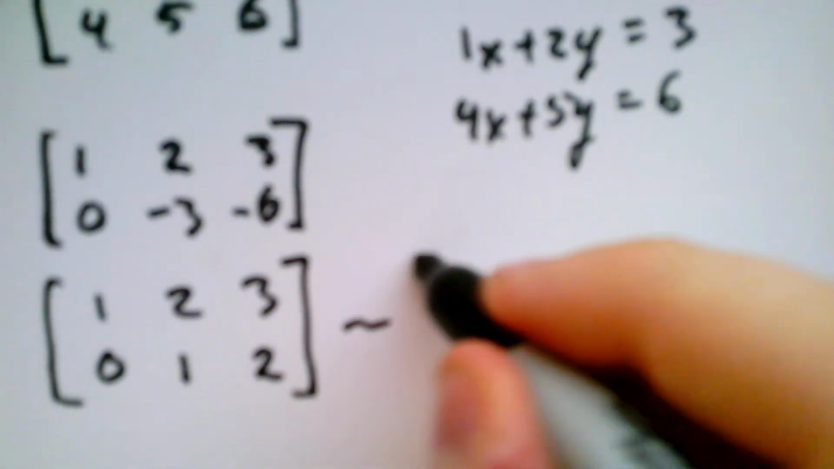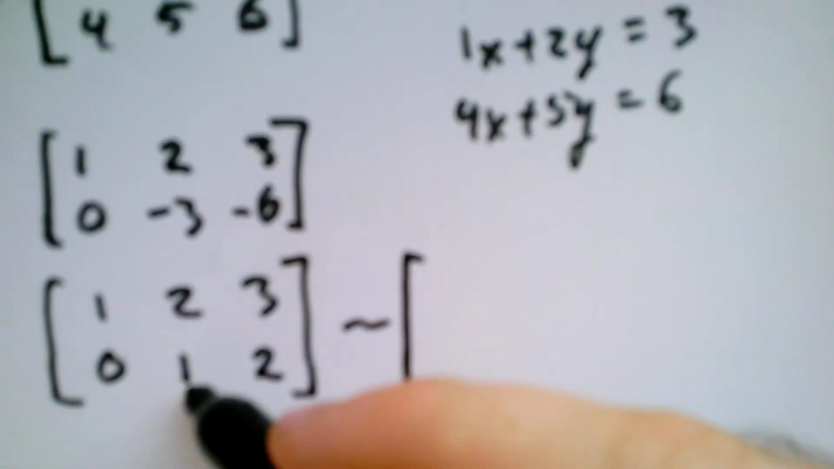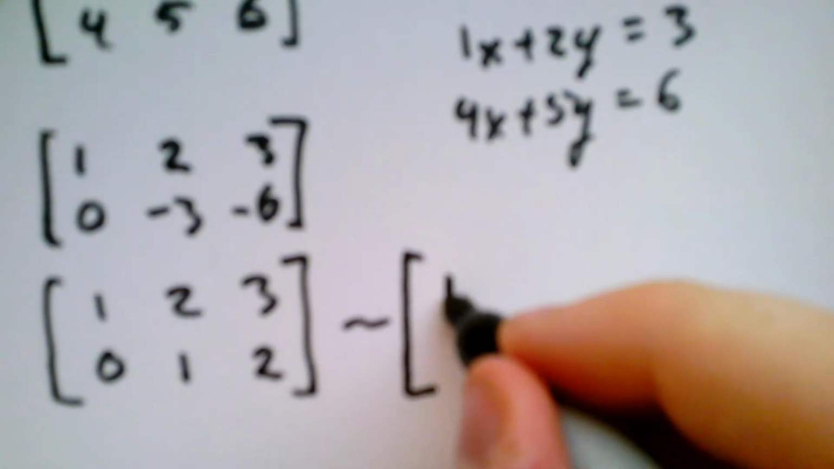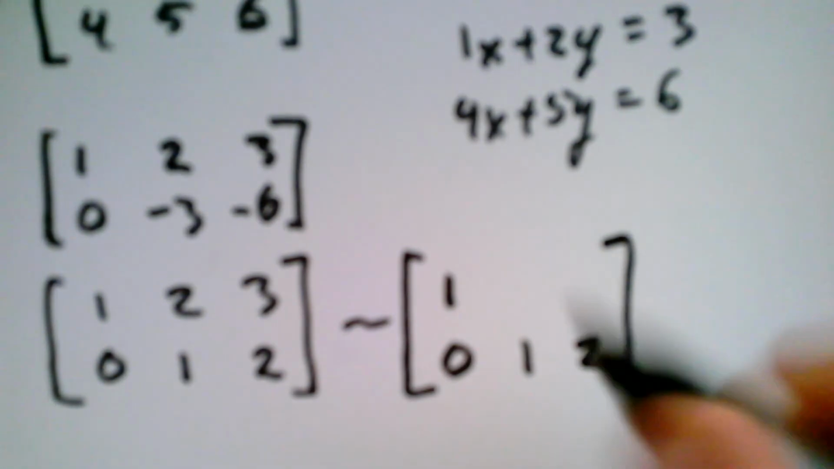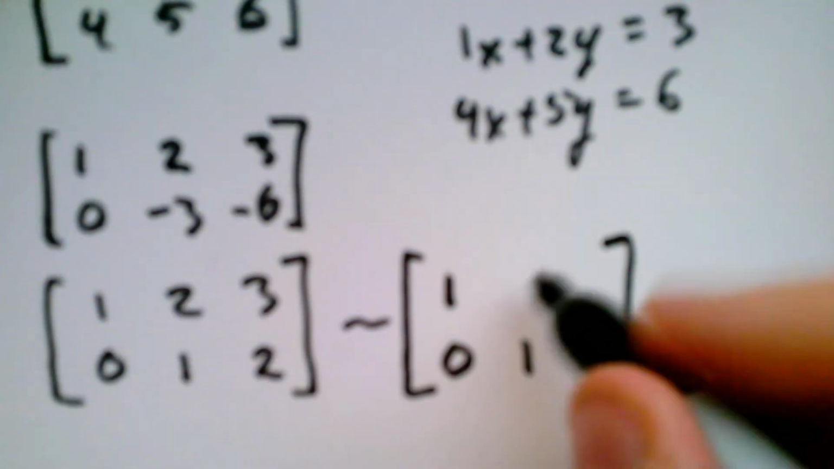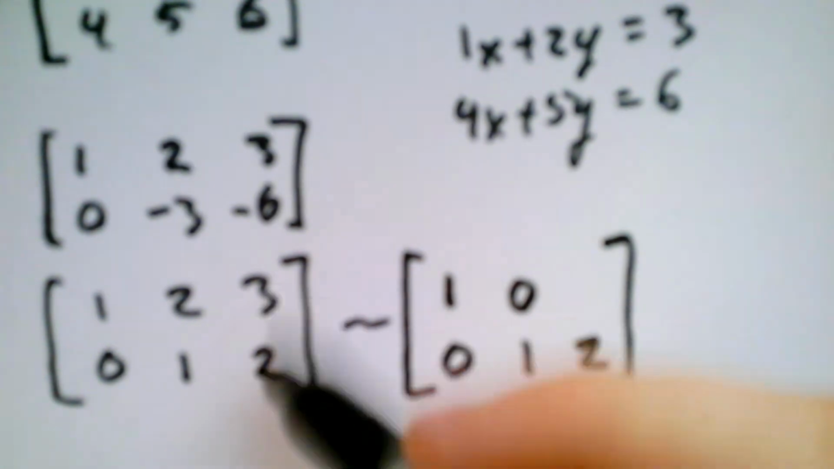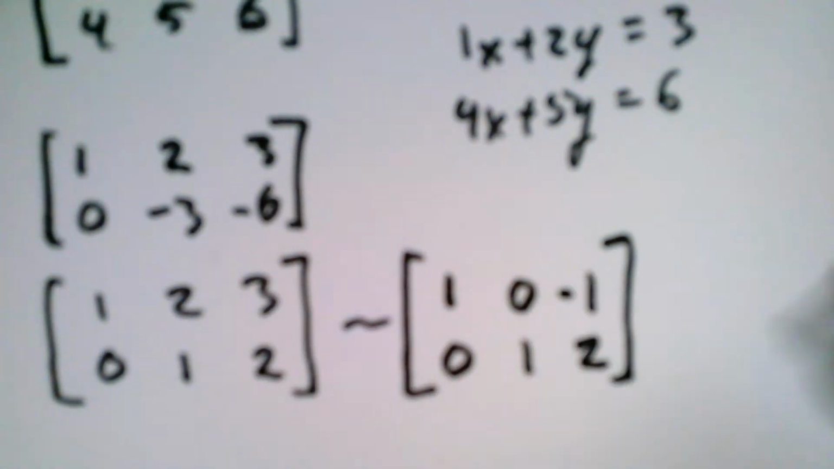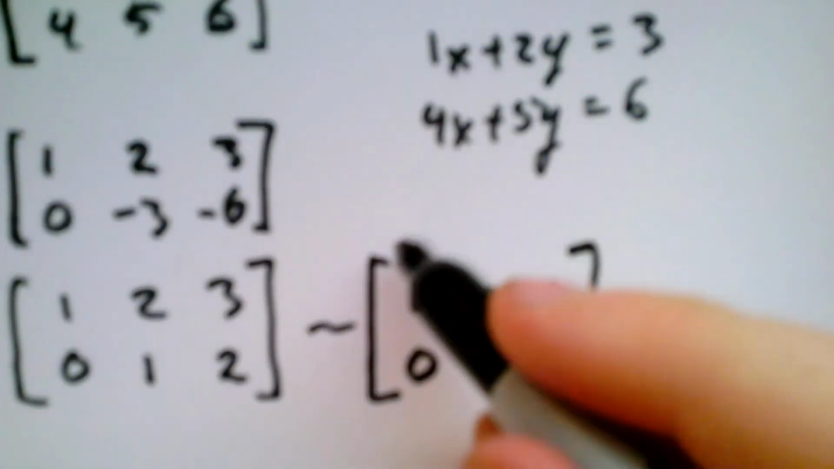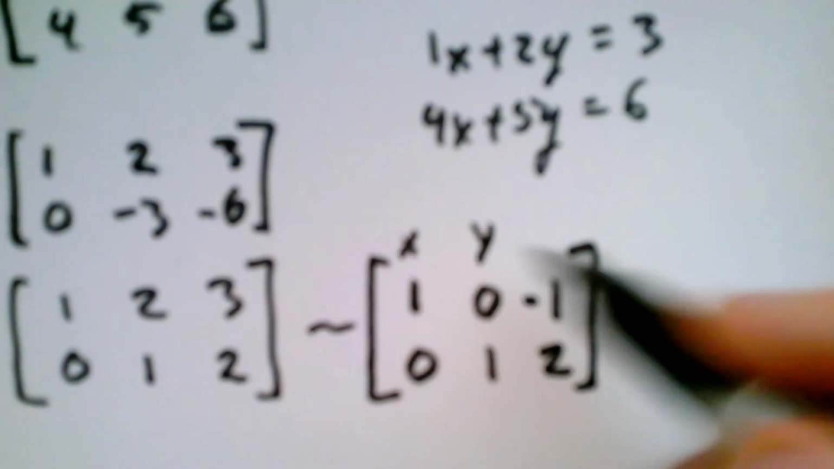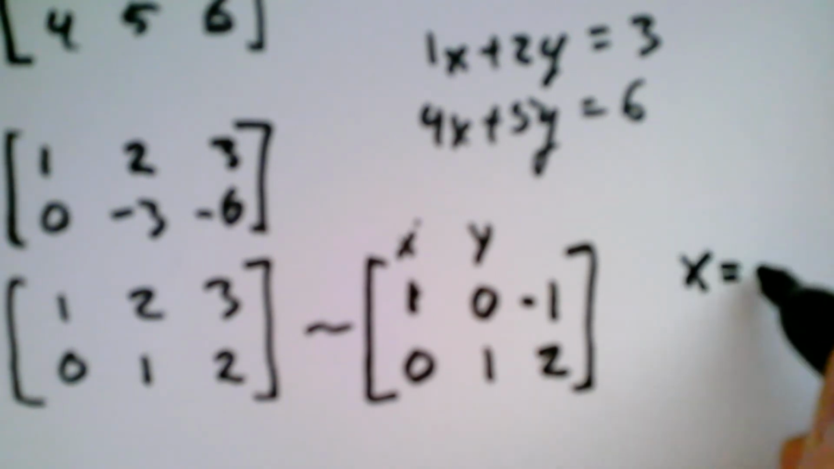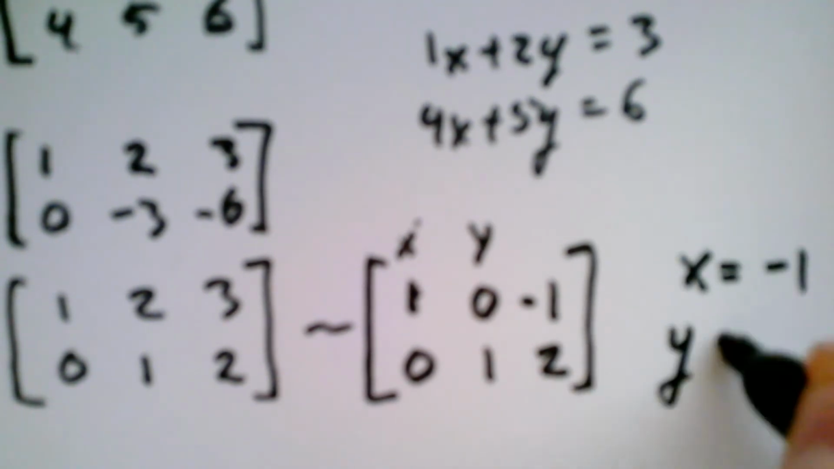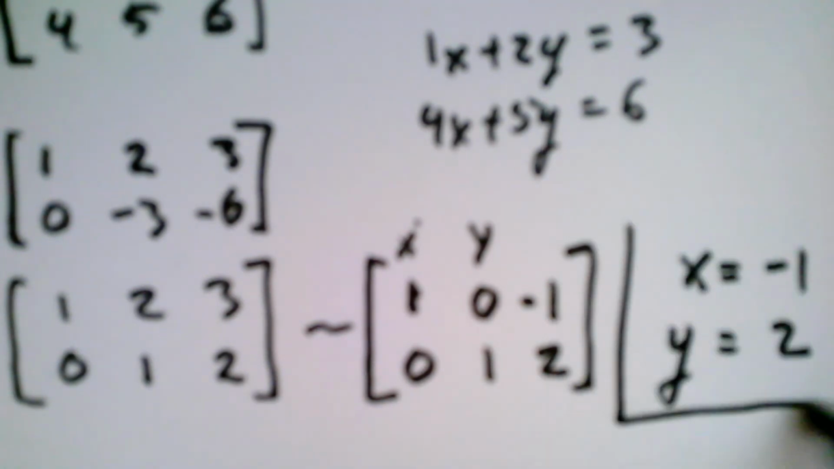And then I'm going to subtract 2 times the second row from the first. So I get 1. I'm not changing the second row at all. But 2 minus 2 times 1 is 0, and 3 minus 2 times 2 is negative 1. So I claim that the point, if this is my x column, this is my y column, I get 1x equals negative 1. So that's x equals negative 1, and y equals 2. That's the solution to my equation.